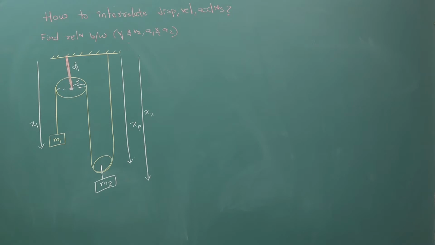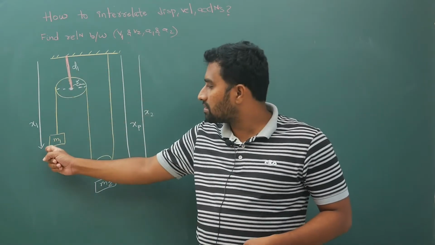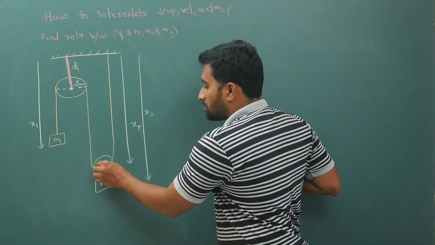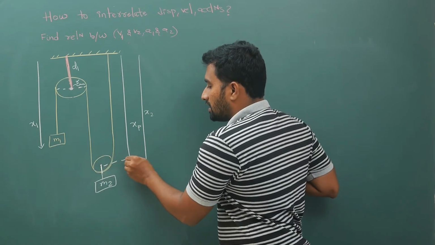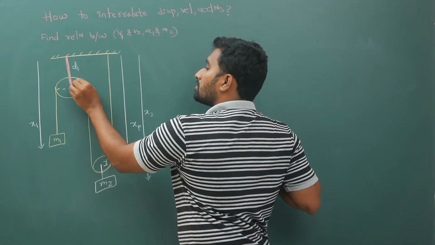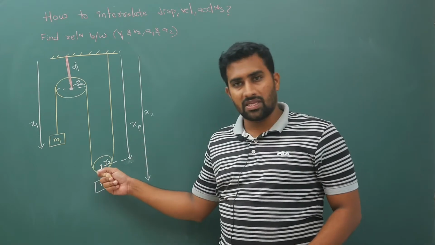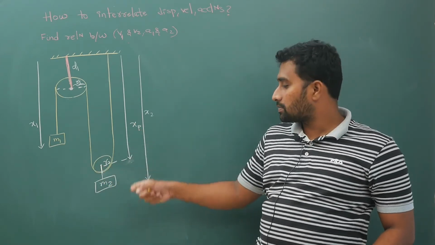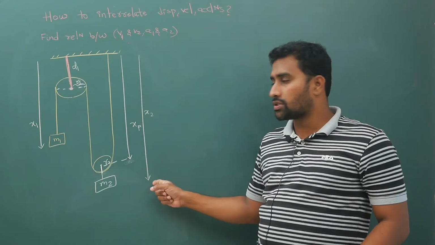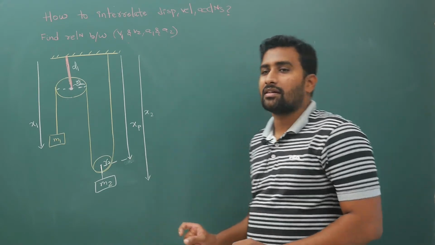So here you have x1, variable because this is moving. Here you have xp, that is the displacement of the pulley. This pulley's radius is also r, let us say, or some r1 and r2. Because this pulley is moving, I am considering this as xp. This block of mass m2 is x2.